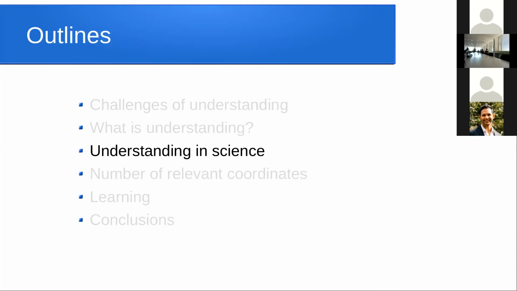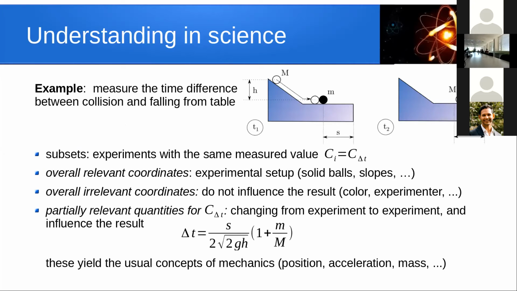Let's go a little bit into the question of how this applies to science. I don't want to again describe too many details, only consider an example. So in science, how do we generate subsets which are to be understood? Usually we take a measurement. For example, here the measurement is that in this system we have a slope, let a ball roll down the slope, and then it collides with another ball, which finally falls off the table. And we measure the time difference between the collision and the fall off. So let's take that, but any other experiment is as good as this one.